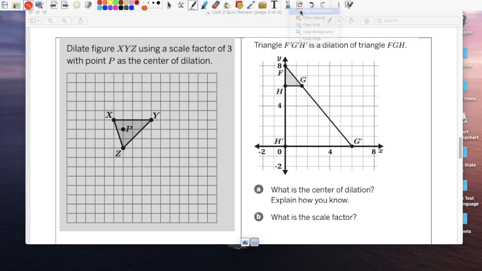Next question. What is a center of dilation? Oh, a center of dilation is right here. Wait a second. Where is it? Right. What is a scale factor? Well, if this is a center of dilation, right? Let me write center.